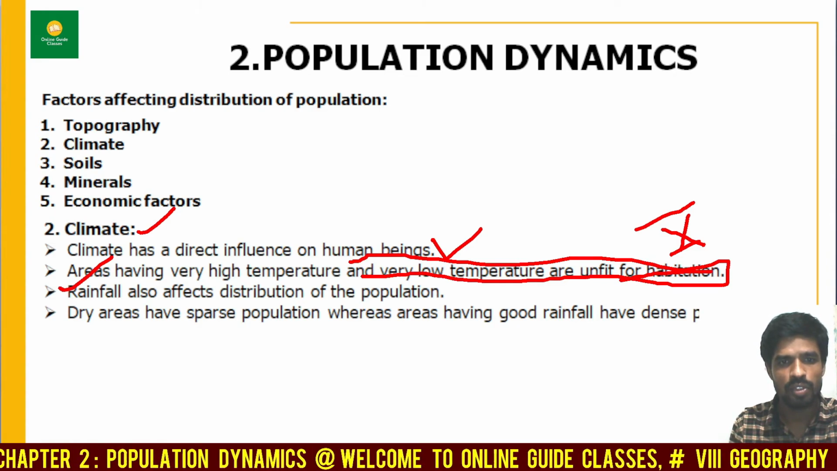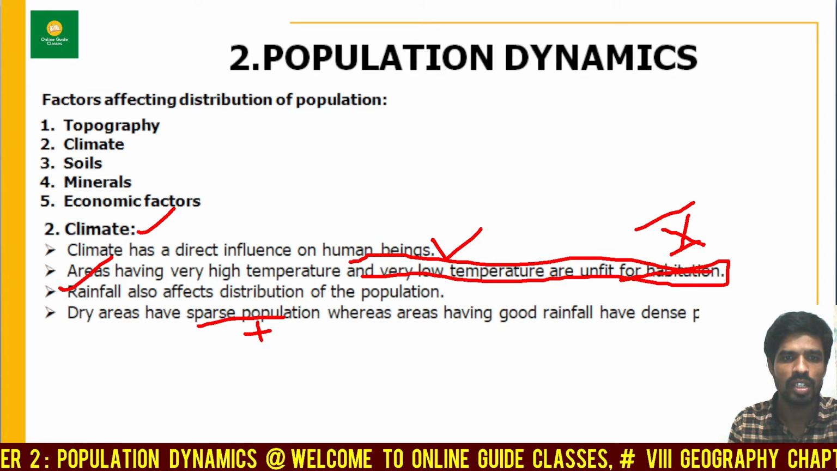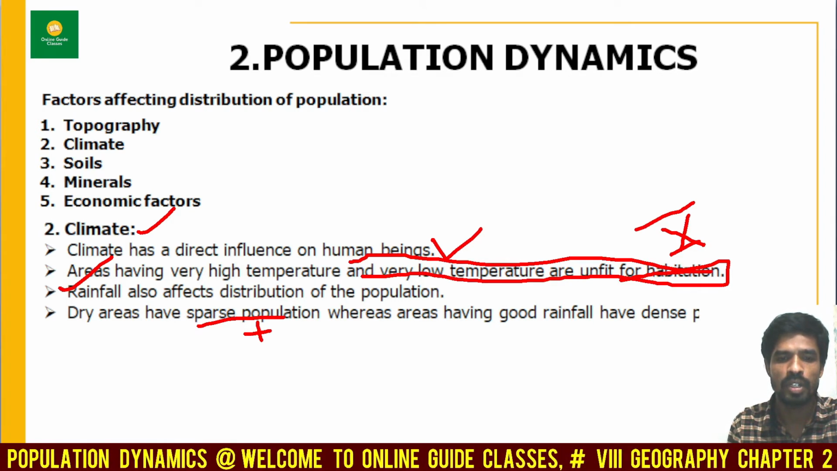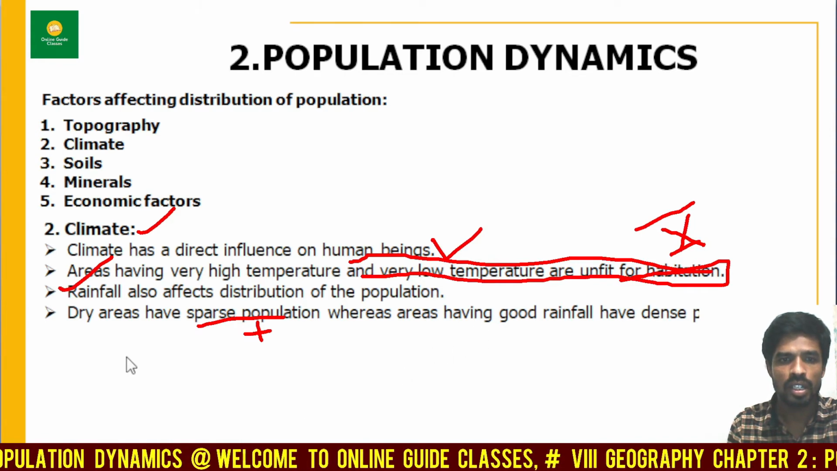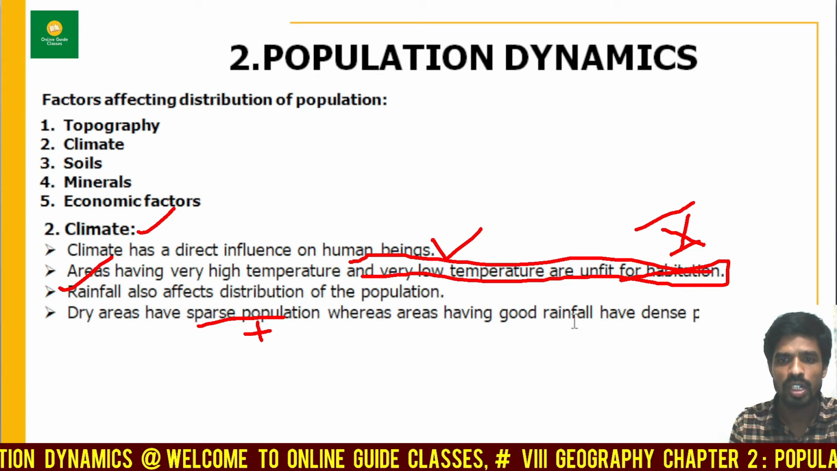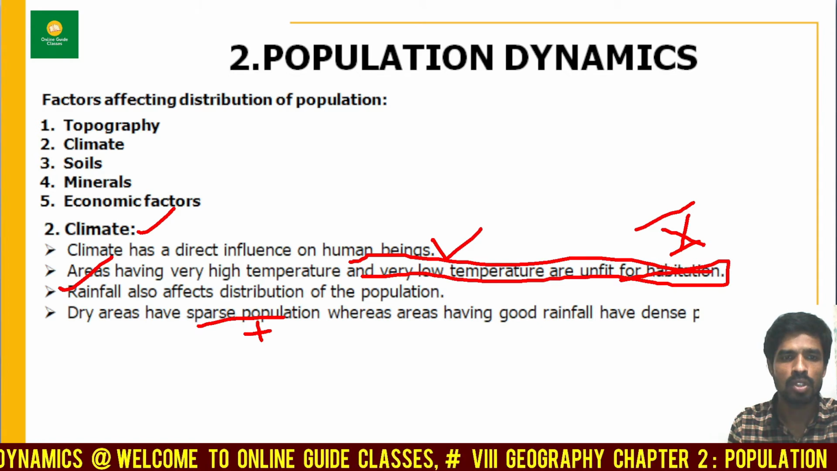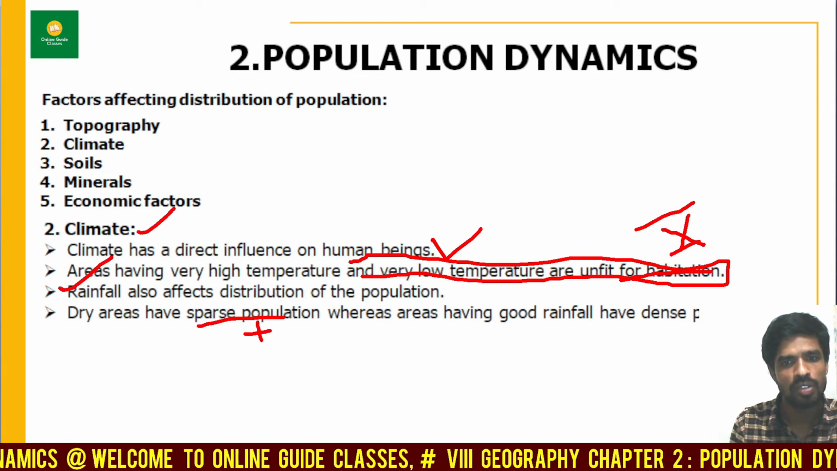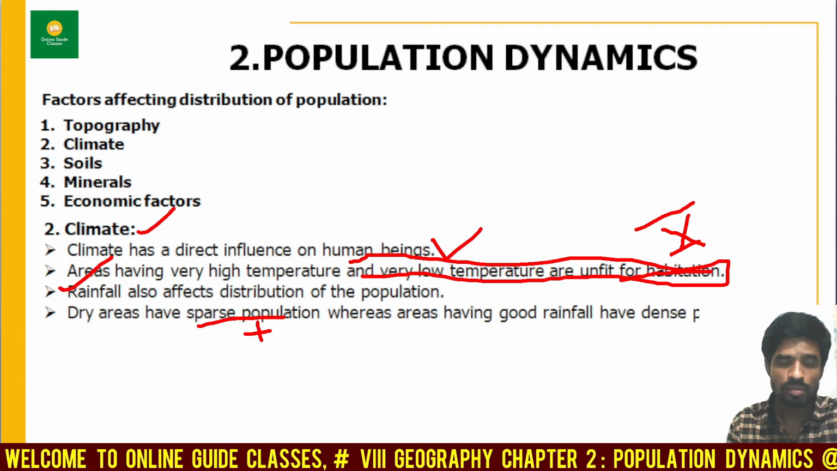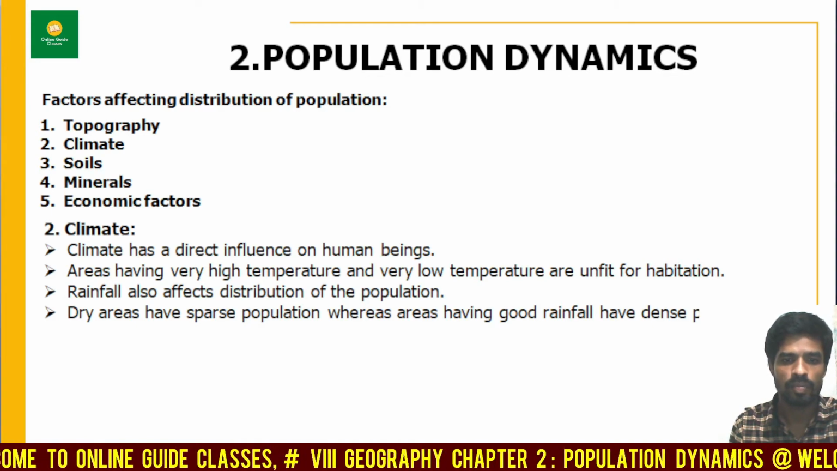Dry areas have a sparse population. If you see dry areas, mostly desert areas, you will find very less population, whereas areas with good rainfall are densely populated. So by this we can understand that most people migrate to places where they have good climatic conditions. Climate also plays a vital role in the distribution of population.